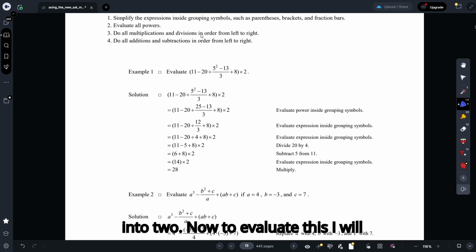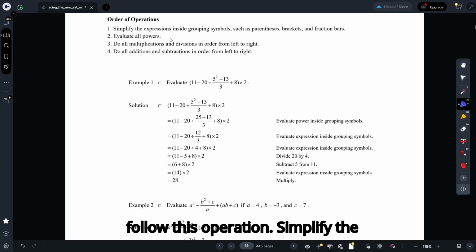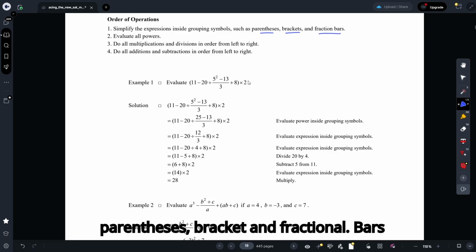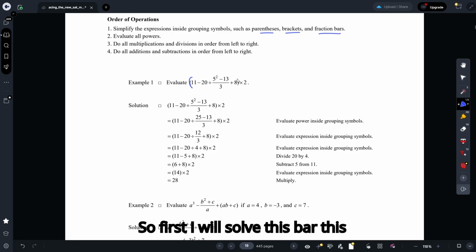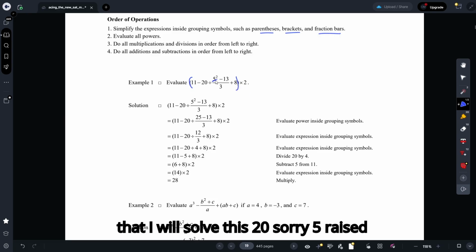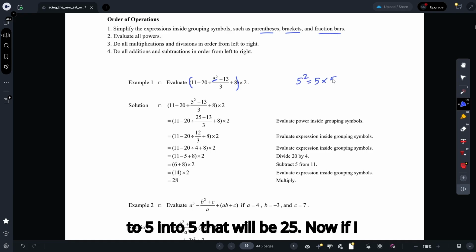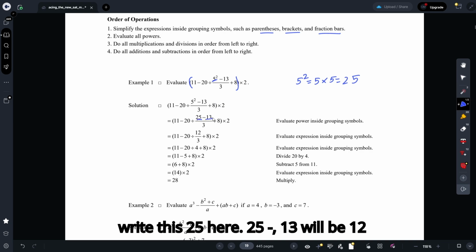Now to evaluate this, I will follow this rule: simplify the expression inside grouping symbols such as parentheses, brackets and fractional bars. So first I will solve this bracket. In that I will solve this 5 raised to 2. 5 raised to 2 is 5 square, equal to 5 into 5, that will be 25. Now if I write this 25 here, 25 minus 13 will be 12. Now 12 divided by 3, that will be 4.